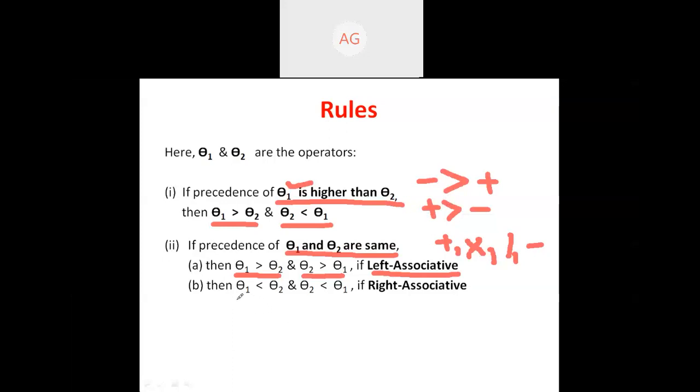And in the same way, if theta 1 is less than theta 2 and theta 2 is less than theta 1, that is right associative, and you know that the exponential operator and the equal to operators are right associative.